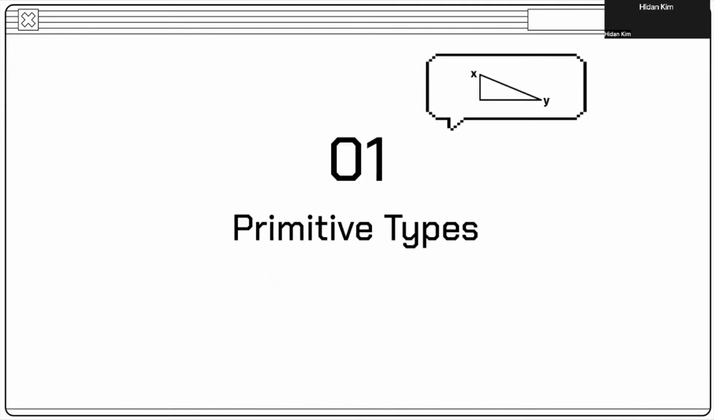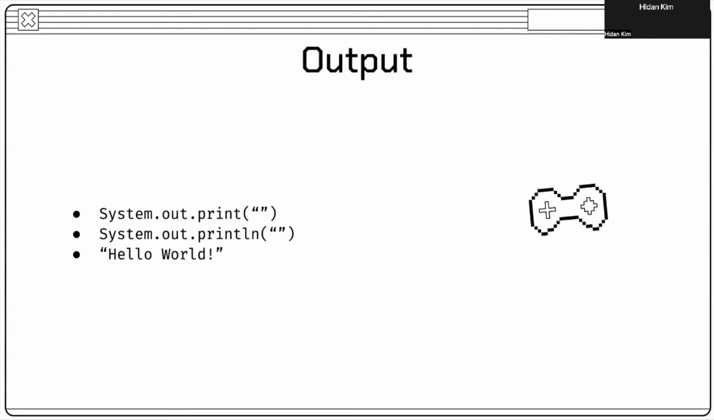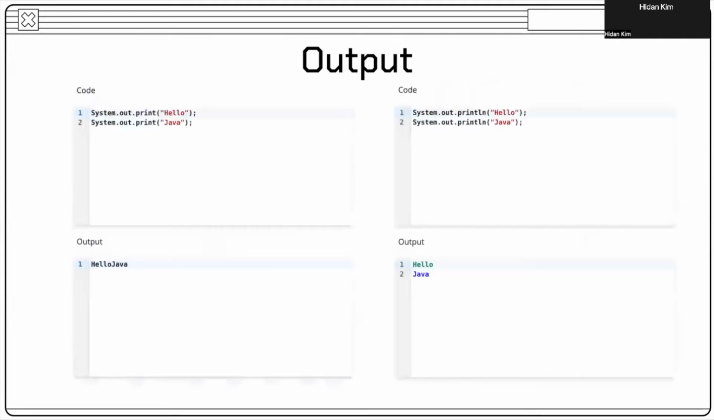Today's video is going to be on Chapter 1, Primitive Types. The very first thing you will be learning in APCS, or when you start learning any other programming language, is how to print something out on your console. Java uses a specific syntax, System.out.print or System.out.println, to print out the content on your console. ln, which stands for line, puts a line break at the end of each output. On the left, when you use System.out.print, Hello and Java are on the same line, whereas on the right, they are separated into 2 different lines.